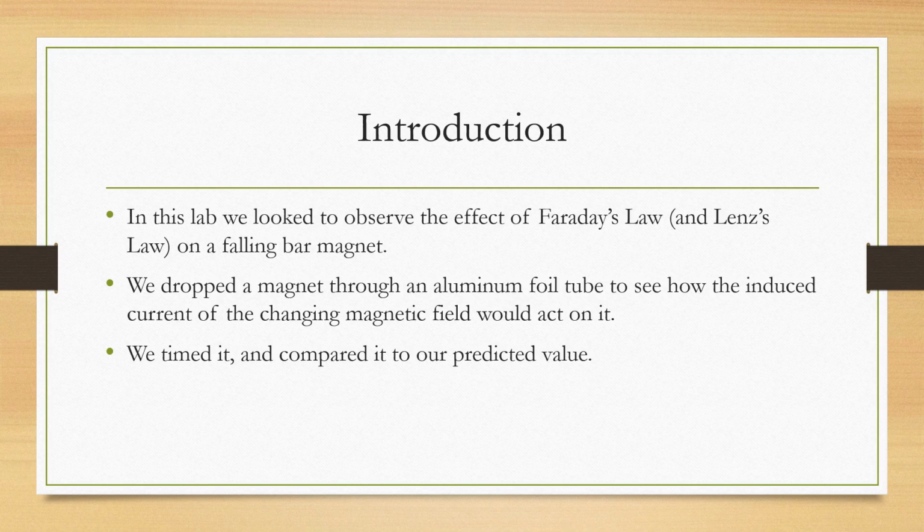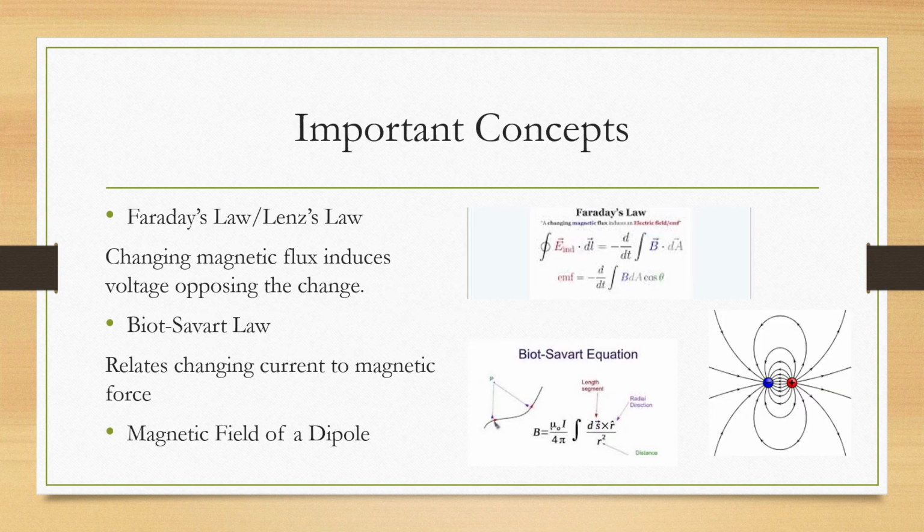In this lab, we observed the effect of Faraday's law and Lenz's law on a falling bar magnet through a tube of aluminum foil. We watched to see what the induced current would do to the falling magnet, timed it, made a GlowScript model of that, and then compared the two.